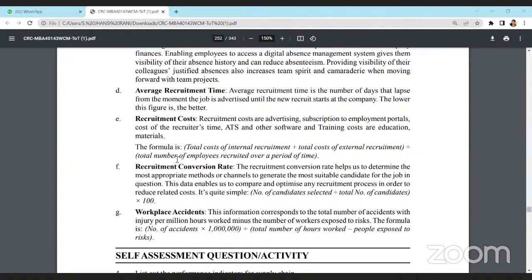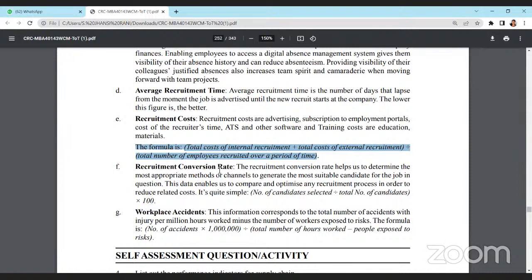And recruitment cost. Recruitment costs are advertising, subscription to employment portals, the cost of the recruiter's time, software, and other costs such as training and education material. And you can look here at the formula that will be calculated to know the recruitment cost, what is the cost that has been involved. It is total cost of internal recruitment plus total cost of external recruitment divided by the total number of employees recruited over a period of time.